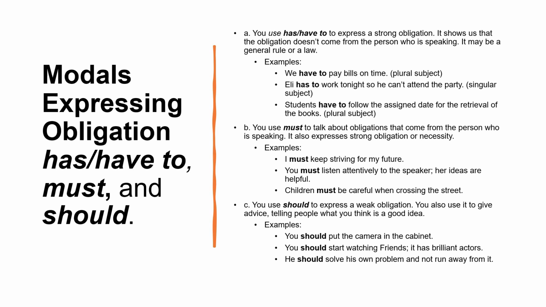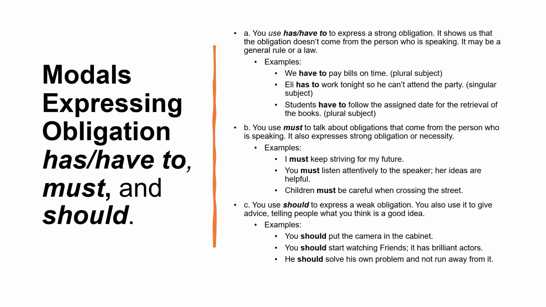If we use the term "have to," we are using it with a plural subject. And what is the plural subject of the sentence? "We have to pay bills on time." We. In the second sentence, "Ellie has to work tonight, so he cannot attend the party," we are talking about Ellie, which is singular.